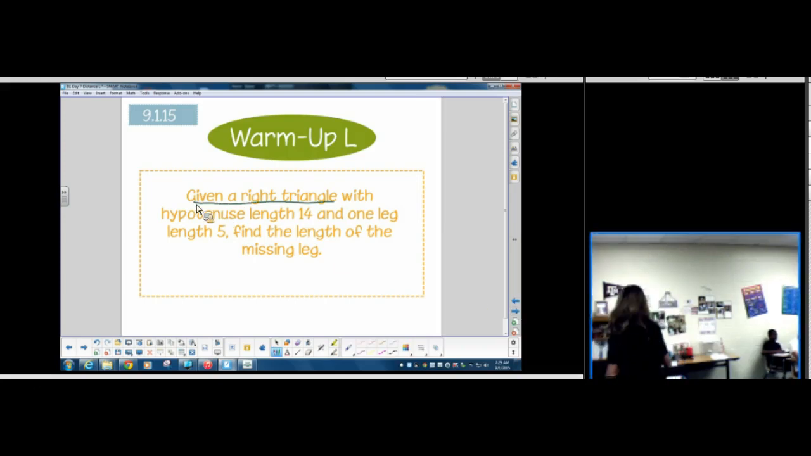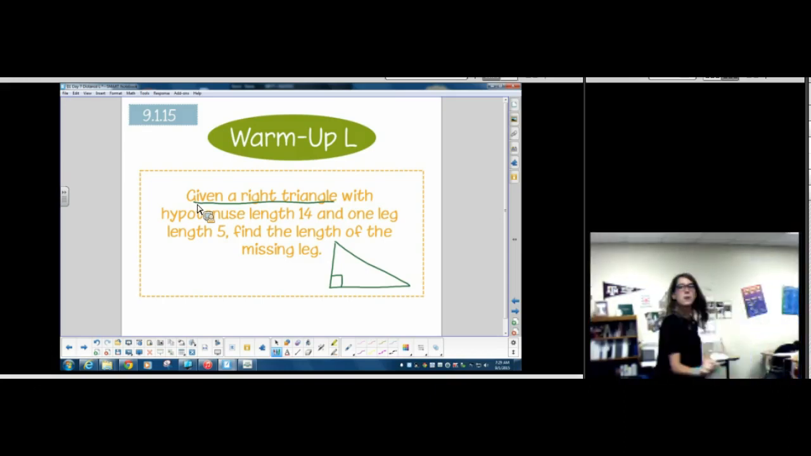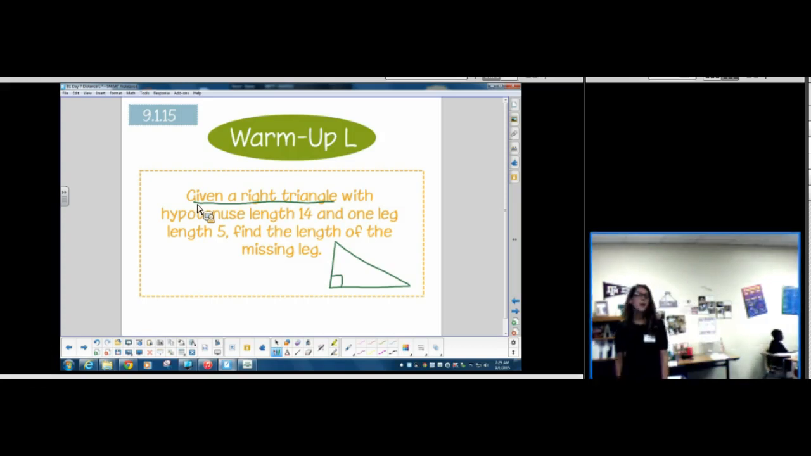So on your warm-up page, if you did not draw a right triangle, draw one right now. Go. If you did not draw a triangle with a right angle, do so right now. This little symbol right here indicates that it's a right angle. Indicates that those lines are perpendicular. Okay. The hypotenuse is 14.